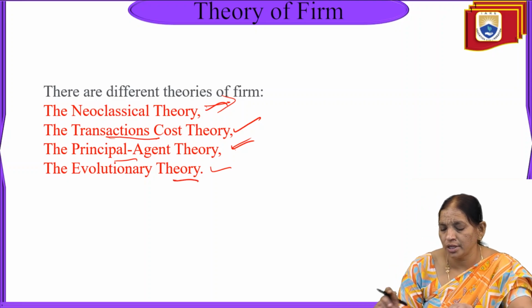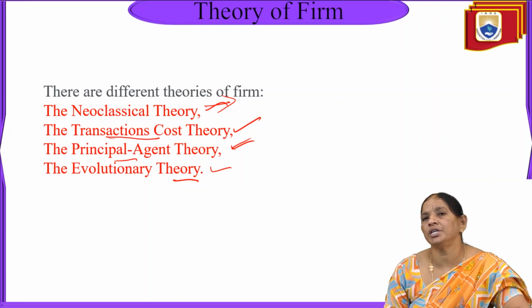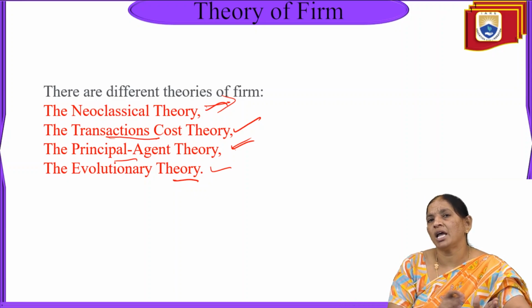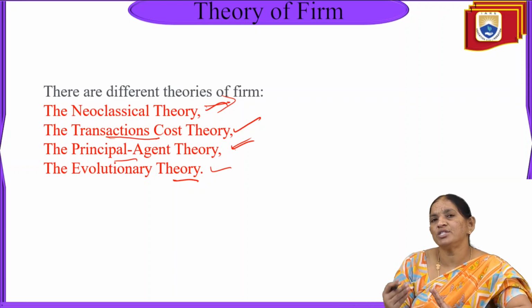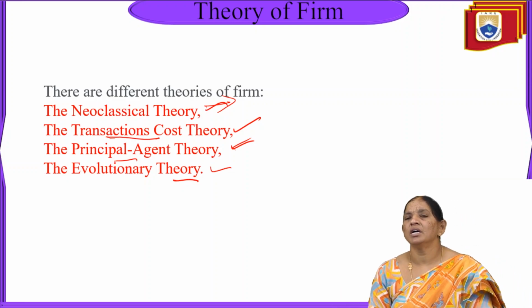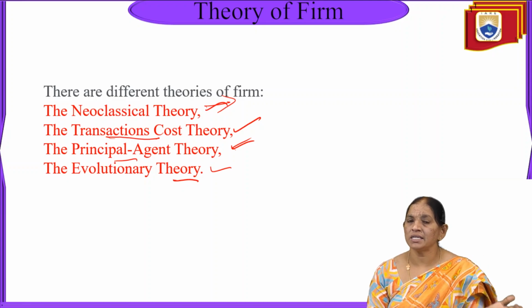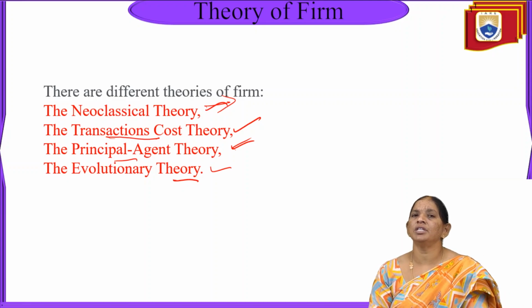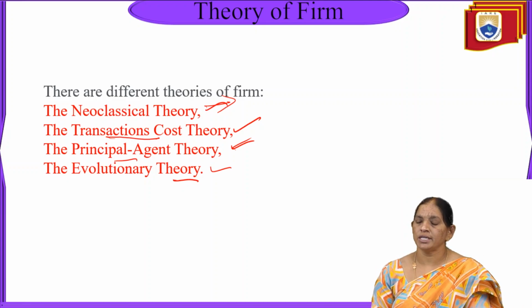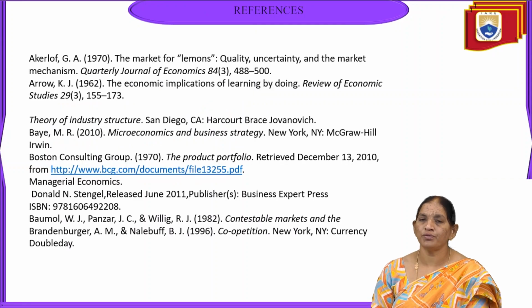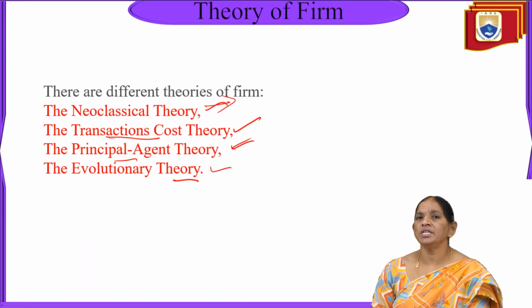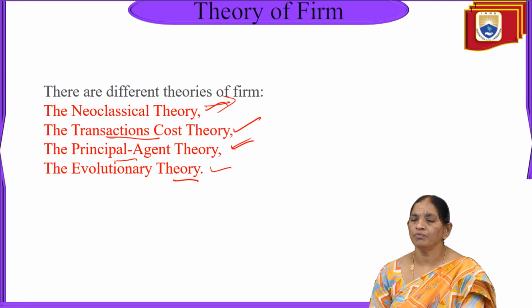And the next theory is the evolutionary theory. It is based on the changes that have taken place from the past to now, covering the modern ones and the classical ones. So there are different theories which explain the theory of the firm. With these, we come to the conclusion of the introduction to the theory of the firm.